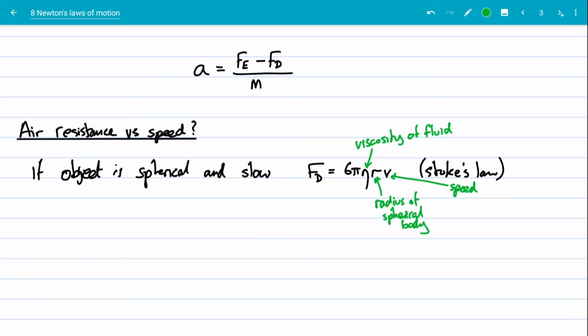And when a spherical object is small enough that its terminal velocity is quite low, then it can reach terminal velocity, and the weight of that object is equal to Fd, and you can equate it to Stokes' law. And that becomes useful later on. But what if there is air resistance at higher speeds?